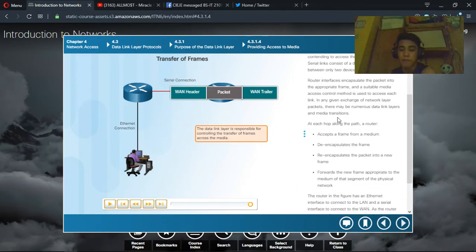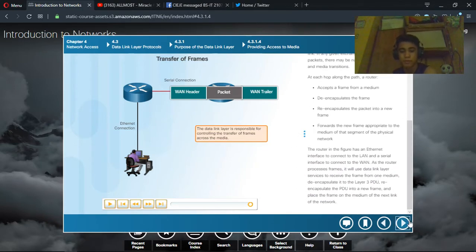Then, at each hop along the path, a router accepts a frame from a medium. The router accepts the frame from a medium and encapsulates it into a new frame with a new header and trailer, and forwards the frame to an appropriate medium. That's how it works.